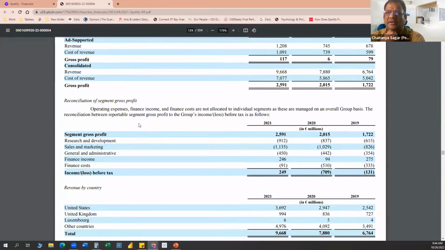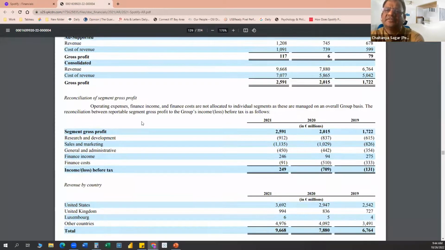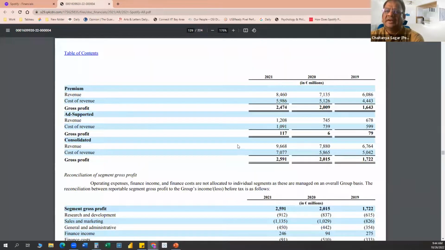Just scroll up. This is also very interesting. Scroll up a little bit. Yes, so premium, you can see revenue. The numbers are a little different here. I'm not sure why. Gross profit, ad supported. So cost of revenue. Okay, so here they're actually giving the premium versus the ad supported, right?